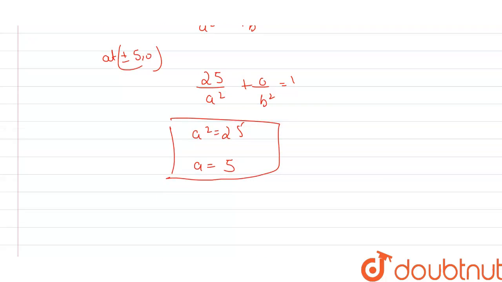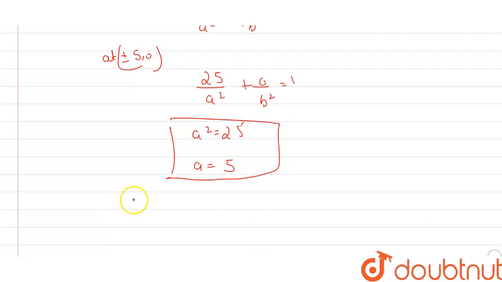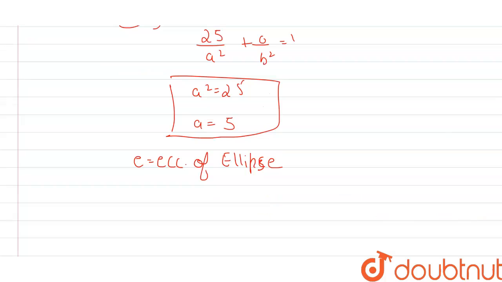So now I have to find the value of b somehow. You can notice the product of eccentricities of ellipse and hyperbola is given to me as 1. So first, let's take e as the eccentricity of my ellipse. The formula for this is e equals under root of 1 minus b square by a square. Remember this: 1 minus b square by a square.